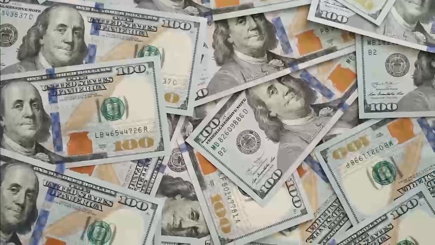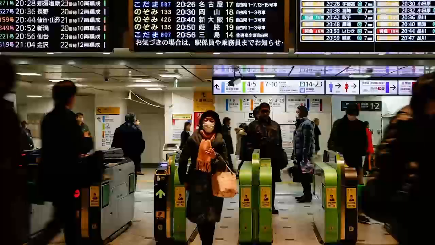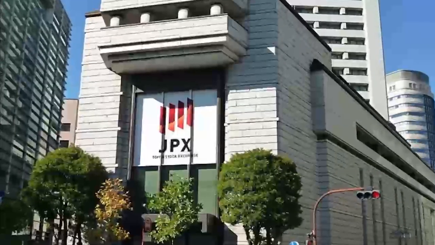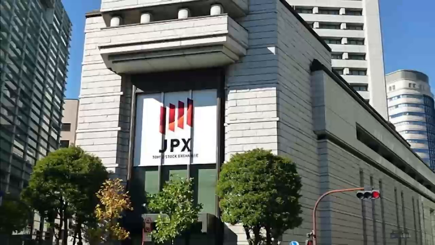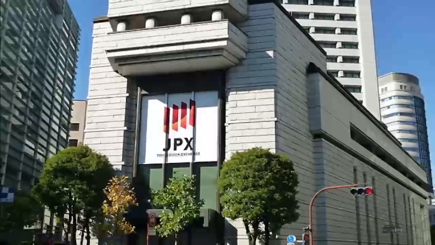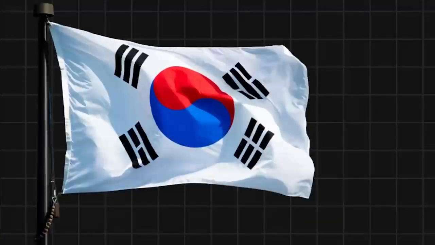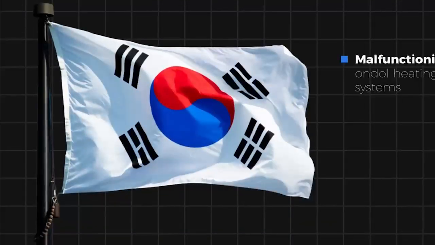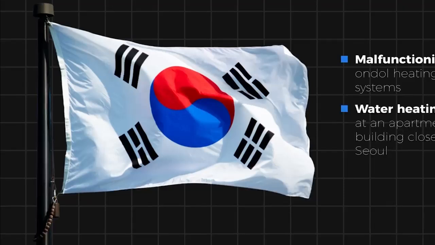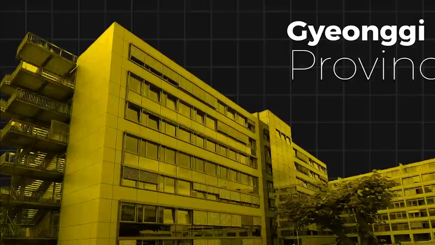In the financial sector, 15 securities companies in Japan encountered glitches in trading programs. Thankfully, officials reported that 14 of them managed to resolve the issues within a day, mitigating potential financial disruptions. South Korea also faced Y2K-related issues, such as the malfunctioning of Ondol heating systems and water heating at an apartment building close to Seoul. Hospitals in Gyeonggi Province have reported problems with their equipment.